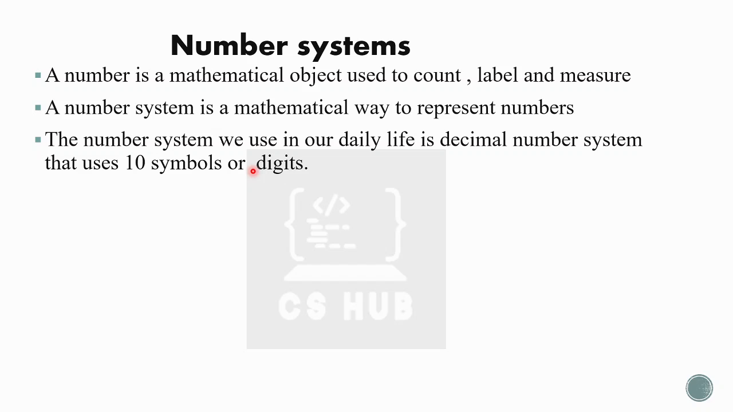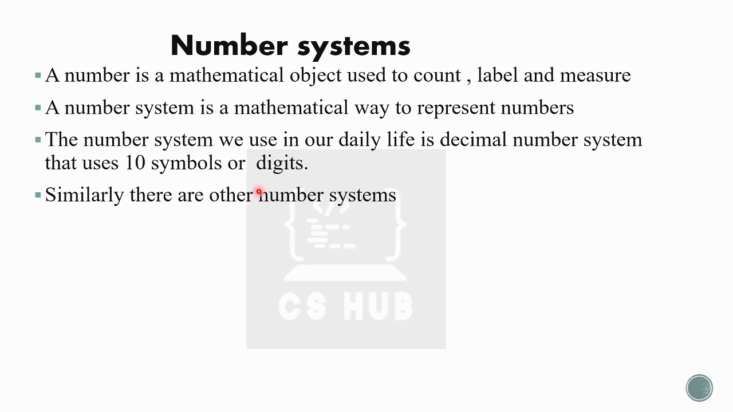In our daily life, we are familiar with the decimal number system that uses 10 symbols or digits. Normally, we use numbers like 12, 132, 354. All these numbers come under the decimal number system. This decimal number system uses 10 symbols, known as digits, from 0 to 9. All the combinations of digits from 0 up to 9 are known as the decimal number system. This is the number system we are using in our daily life.